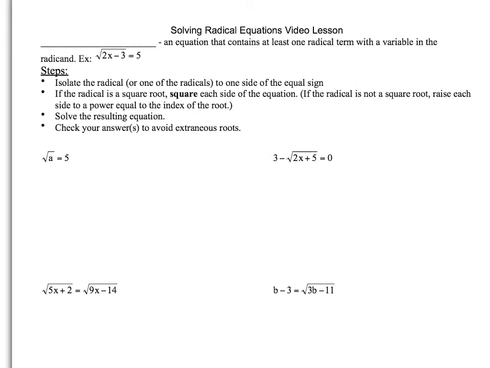Today we are going to solve radical equations. First, a radical equation is an equation that contains at least one radical term with a variable in the radicand. For example, radical 2x minus 3 equals 5. Notice you have an equation, there's a radical there, and your variable is underneath the radical. When that's the case, it is called a radical equation.